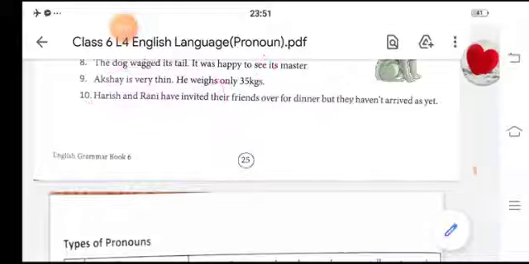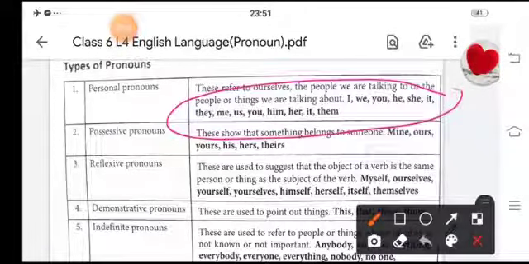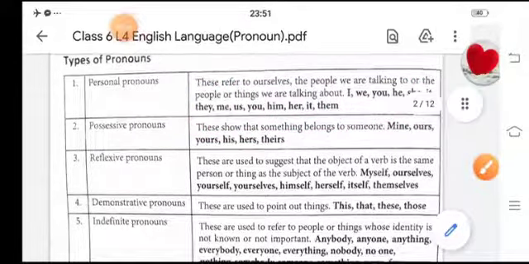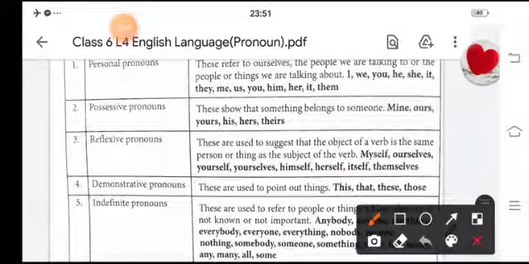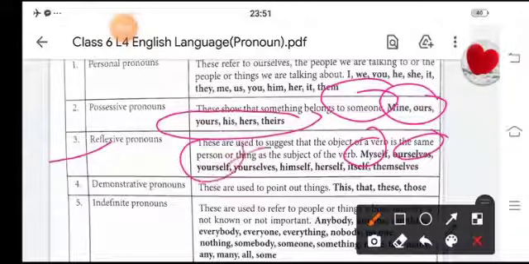Pronouns are of 10 types. Personal pronouns, which means I, we, you, he, she, it, they, me, us, you, him, her, it, them. These refer to ourselves and others. Possessive pronouns are mine, ours, his, yours, hers, theirs. That means it belongs to someone. Reflexive pronouns are used to suggest the object of the verb is the same person. For example, myself, ourselves, yourself, yourselves, himself, herself, itself, and themselves.